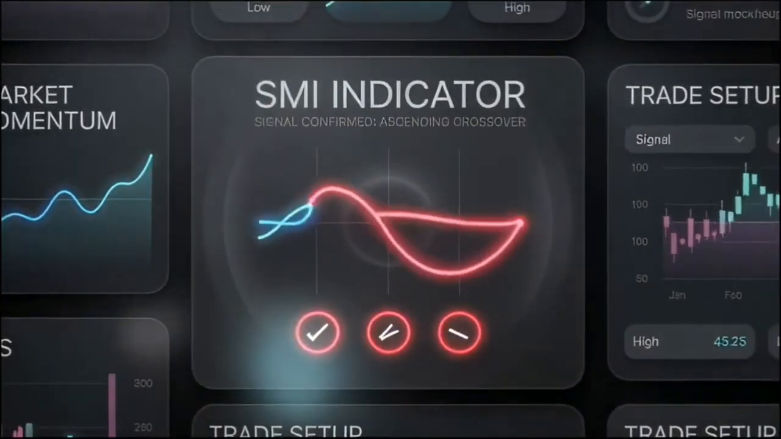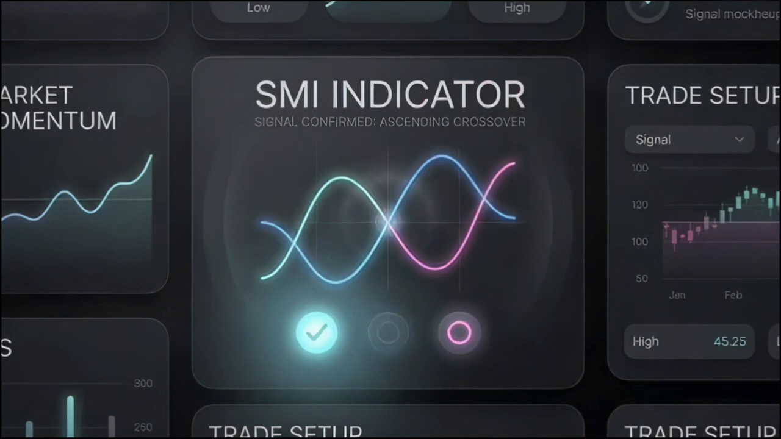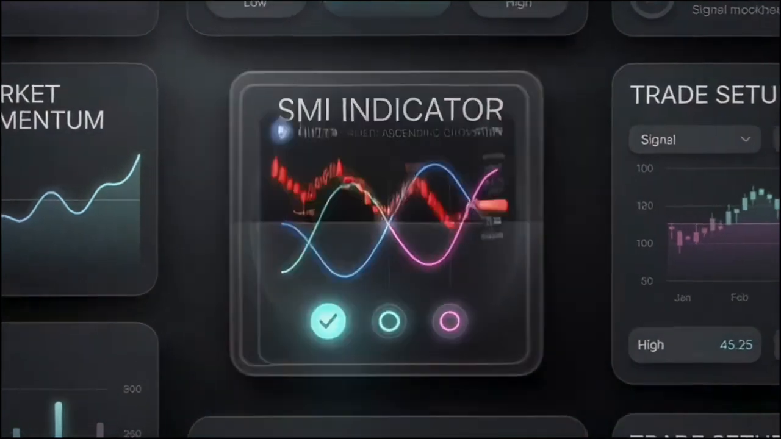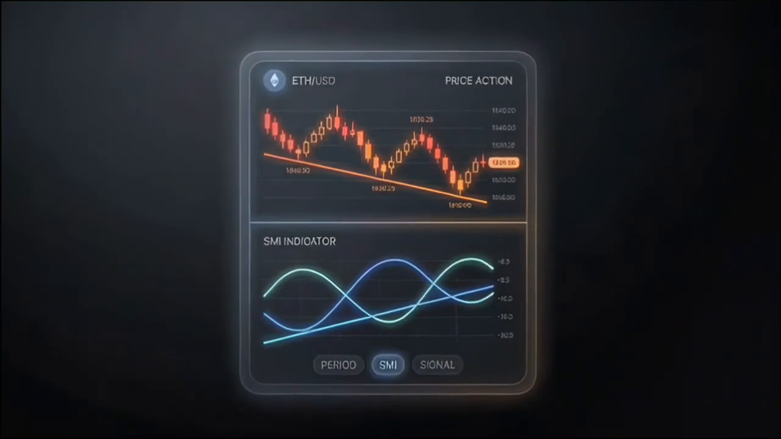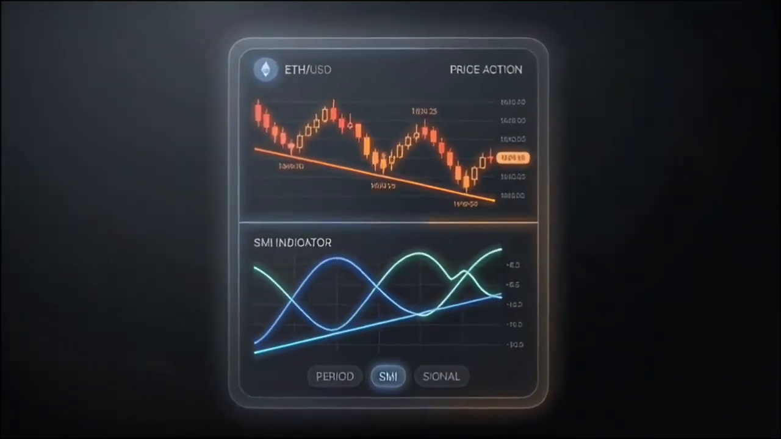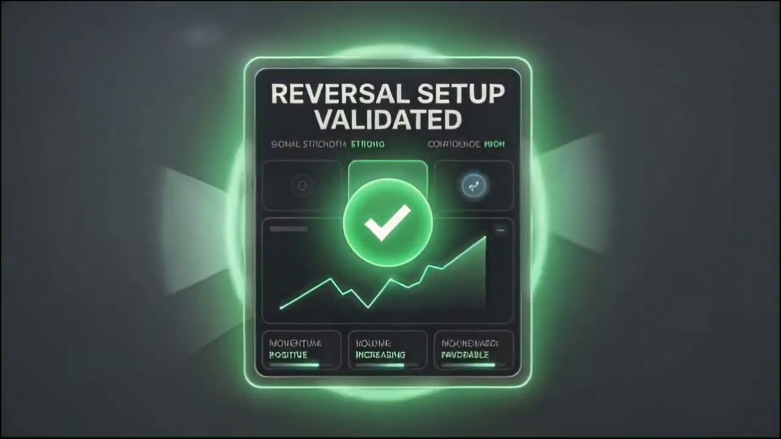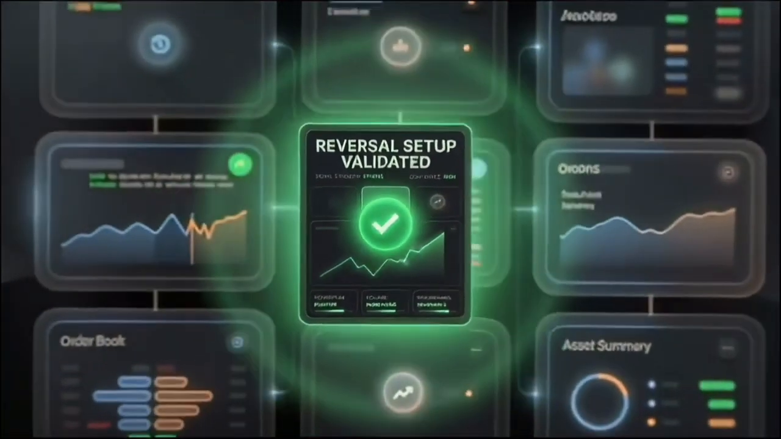First, the cross back through the signal line, the same trigger you used on the 5-minute chart. Second, a divergence check. If price just made a lower low, but the stochastic momentum index made a higher low, sellers are running out of force, and the reversal signal is significantly stronger.